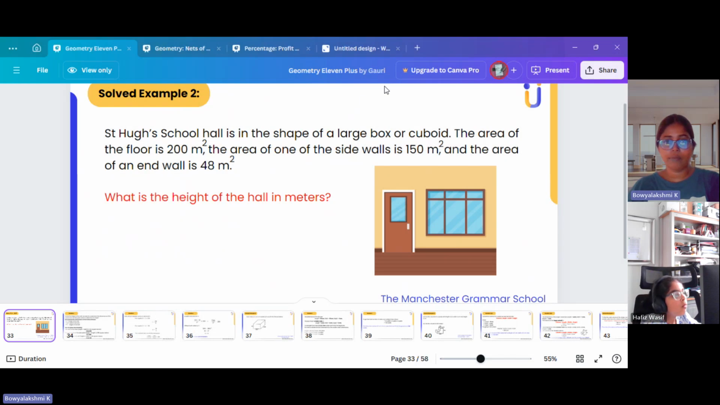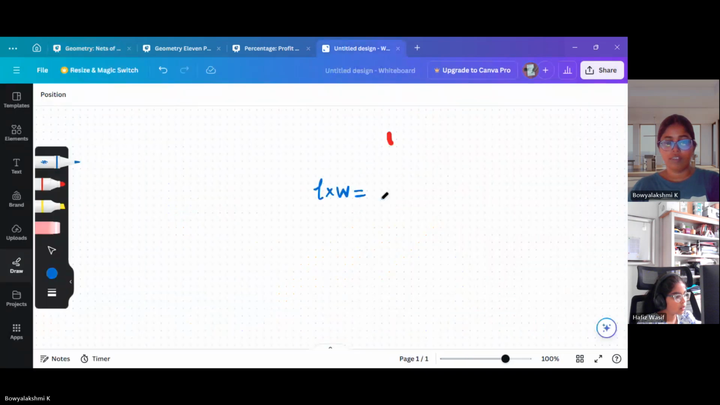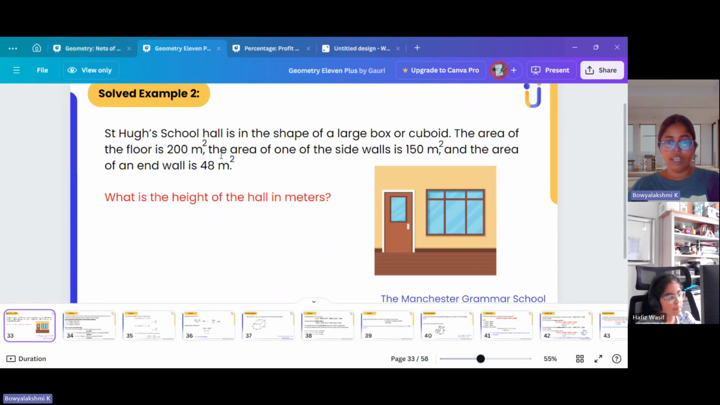Okay, you can mention length and width, which is 200 meter square. Anyways, adjust this. And next one, area of one of the side wall. Wall will be standing, right? So there will be width and height. Standing thing is height.